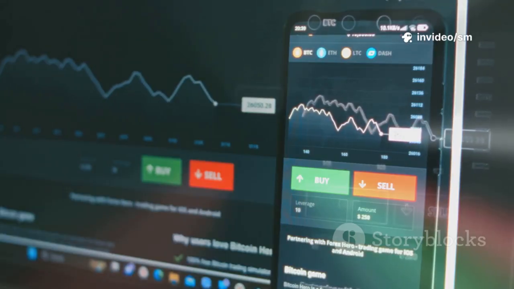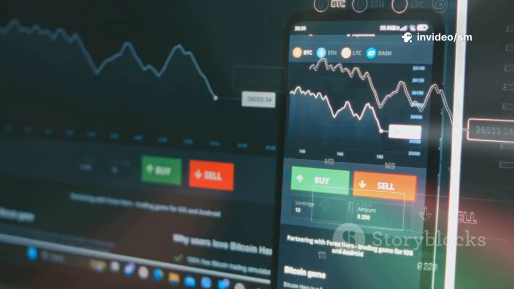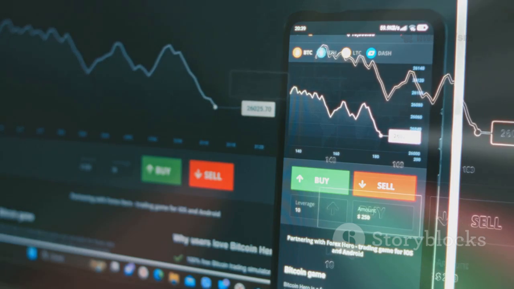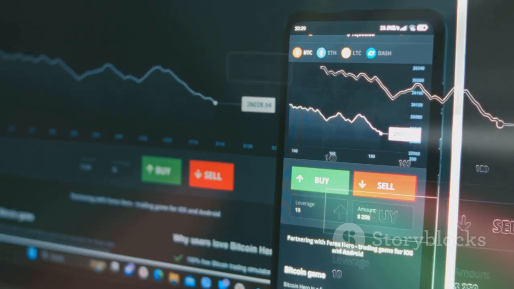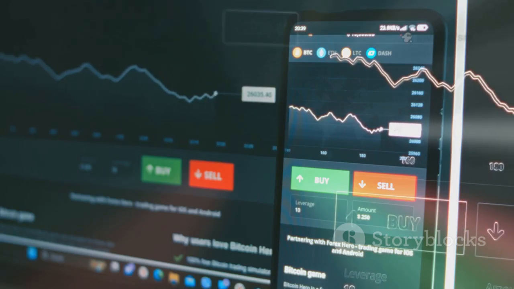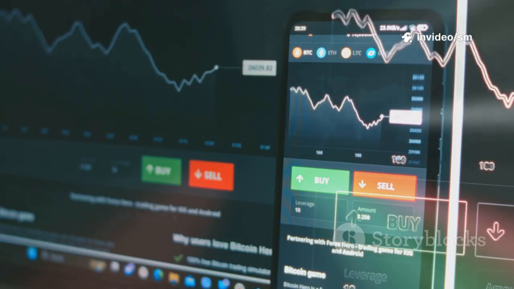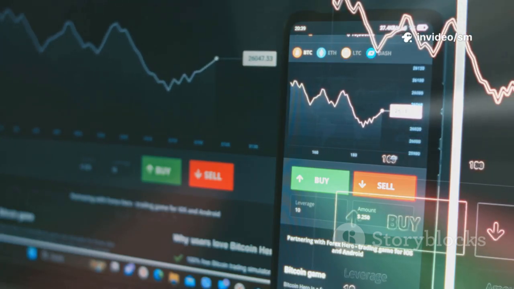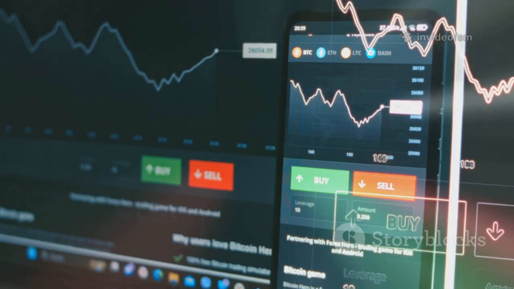Risk management is just as important as spotting the signal. Set your stop loss below a recent swing low or just under the moving average to protect yourself if the trade goes against you. And before you enter, define your profit target. Know where you'll take profits if the trade works out. This helps you stay disciplined and avoid emotional decisions.